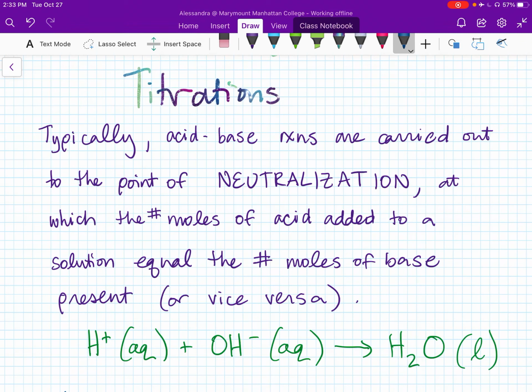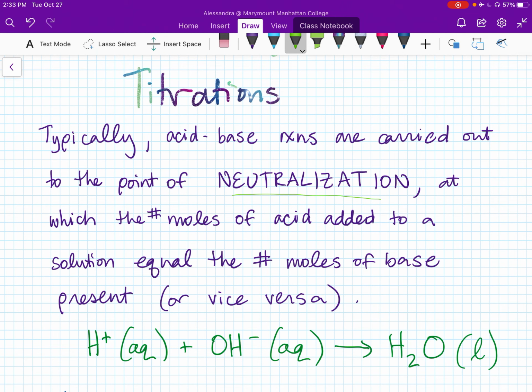All right, now let's talk about an application of analytical chemistry known as titrations. Typically, we carry out acid-base reactions to the point of neutralization. Neutralization is defined as the point at which the number of moles of acid that we've added to a solution are equal to the number of moles of base present in the solution. Or we can do it in the opposite way. If we're adding base to acid, we can say the number of moles of base that we're adding are equal to the number of moles of acid that are present in the solution.